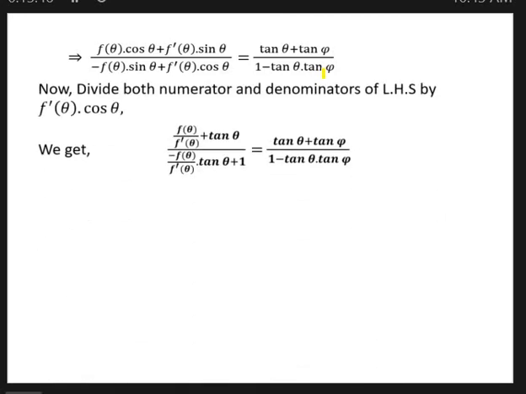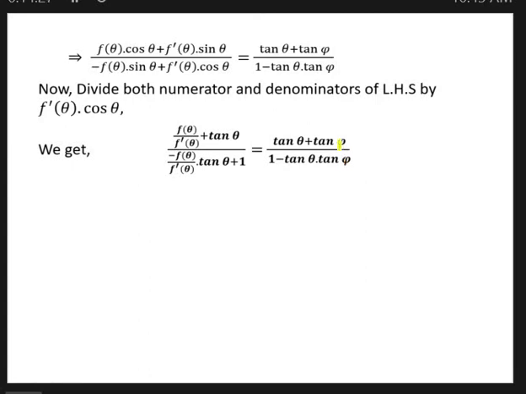Now divide both the numerator and denominator of the LHS by f dash of theta cos theta. So we get f of theta by f dash of theta, and cos theta gets cancelled, plus f dash of theta cancels, sin theta by cos theta is tan theta. So the numerator becomes f of theta by f dash of theta plus tan theta, and the denominator is minus f of theta by f dash of theta into tan theta plus 1, which is equal to tan theta plus tan phi by 1 minus tan theta tan phi. Take the RHS as it is.